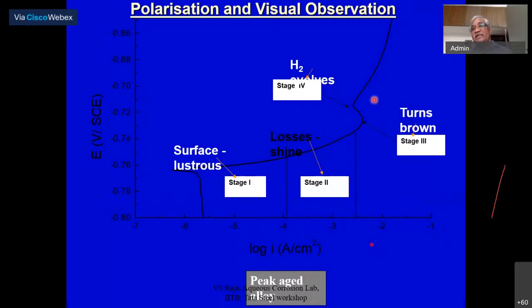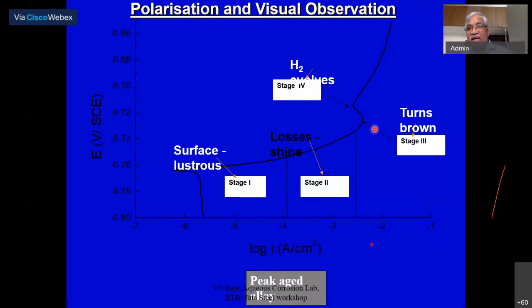Please notice there is hydrogen evolution taking place at this particular point. Then when hydrogen evolution takes place, that is the reason why it's taking place, right? How does hydrogen evolution take place? The hydrogen evolution takes place because H plus will take electrons and the hydrogen starts evolving. That means electron is consumed here. When the electron is consumed, now the net current decreases.